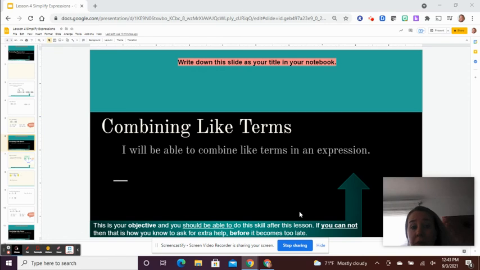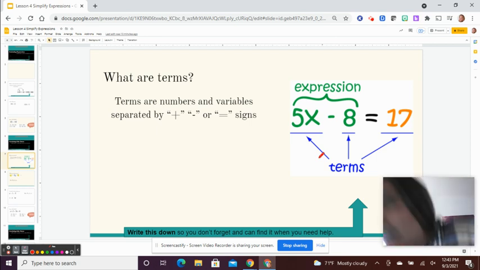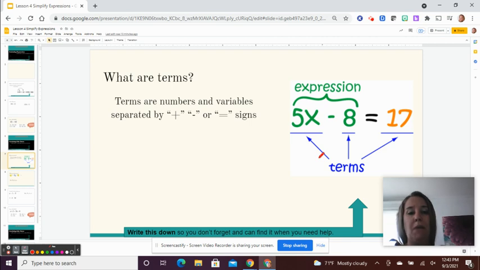Okay, here we go. Combining like terms. This is another way to simplify expressions. So that's what we're going to get into. So first of all, what is a term? A term is any group of numbers or variables that are separated by a plus sign or a minus sign, but it's not a separate term if it's a multiplication or division sign. So just keep that in mind.